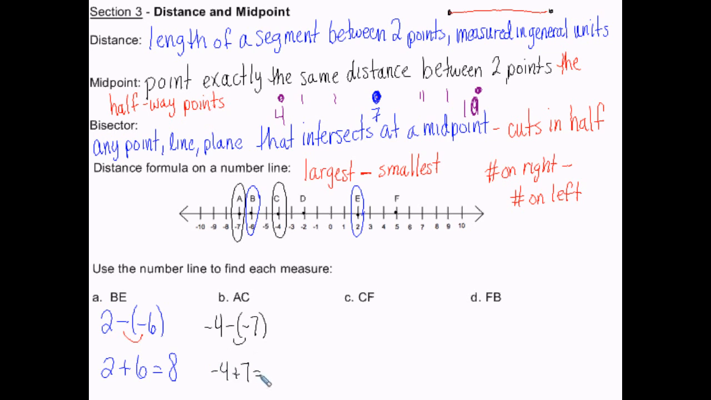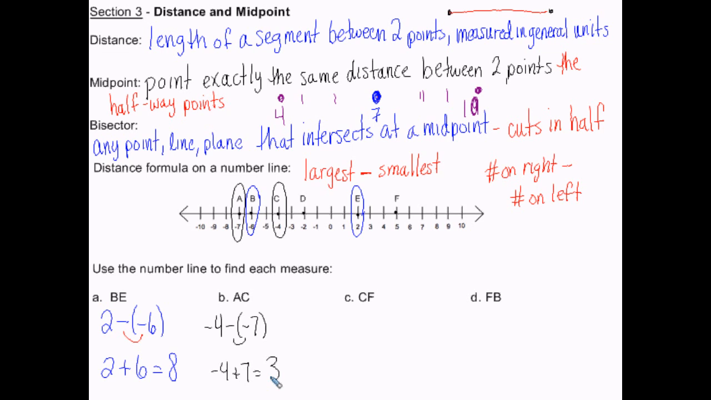This is like we were just saying: if you owe 4 but you have 7, you pay the 4 and you have 3 left over. So +3 is the distance between those. Now you don't have to do this mathematically. You can count spaces on a number line.